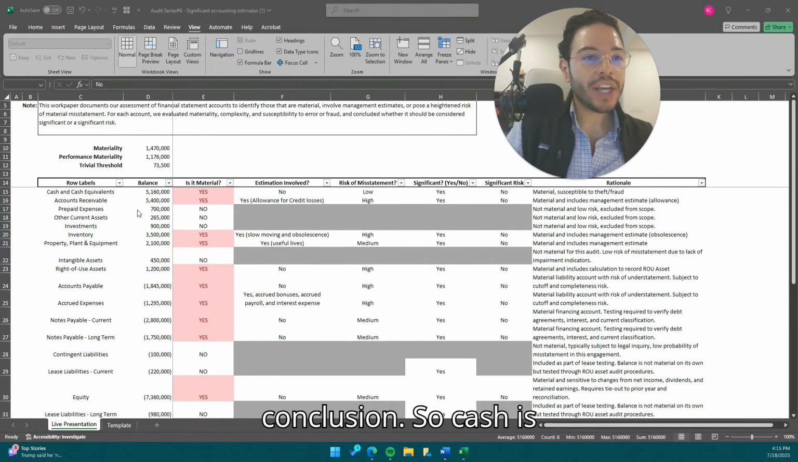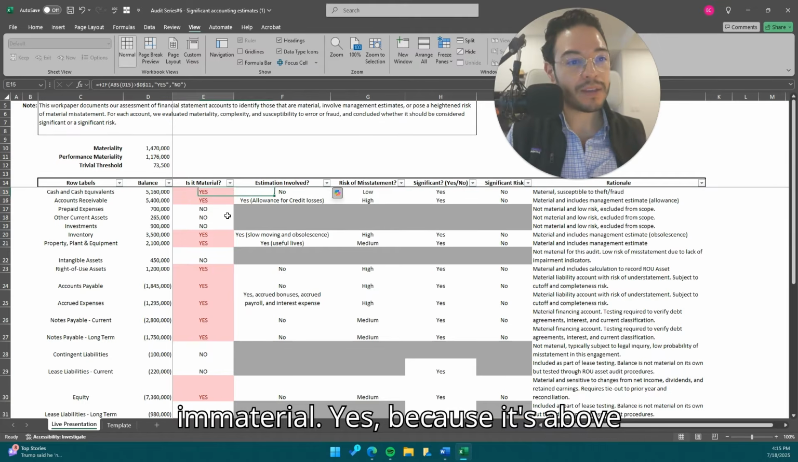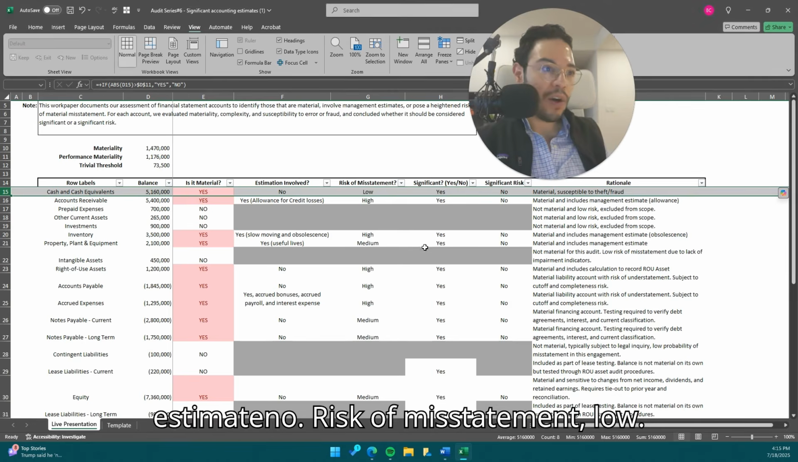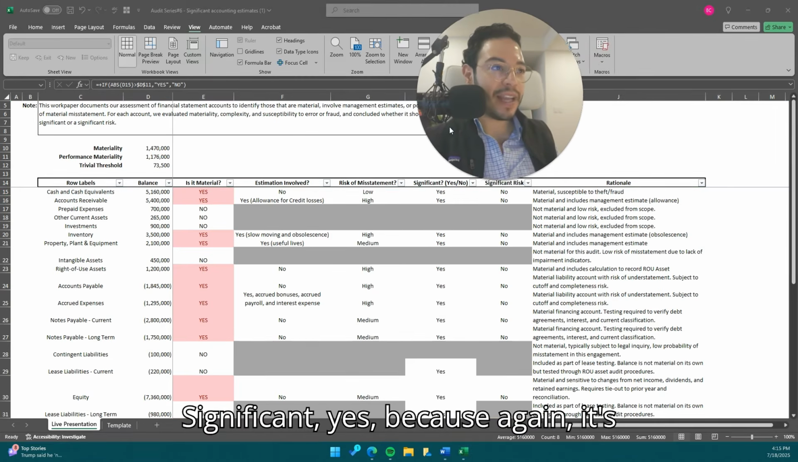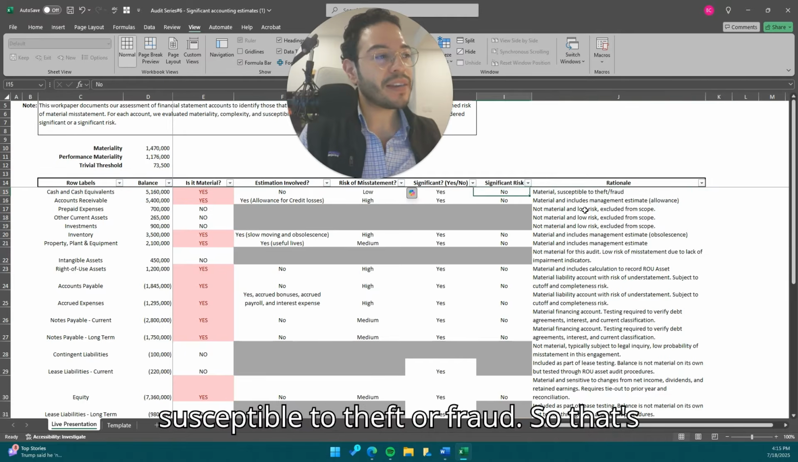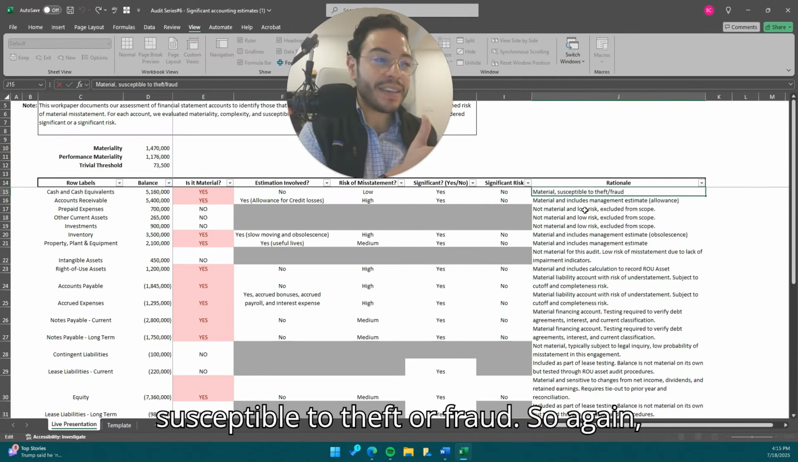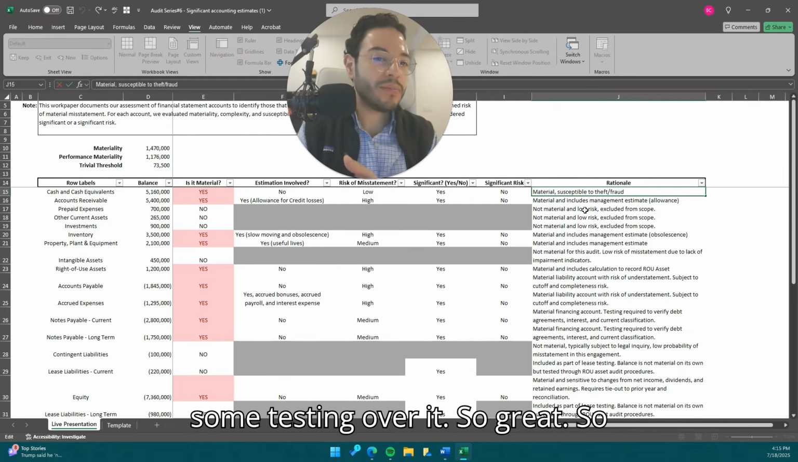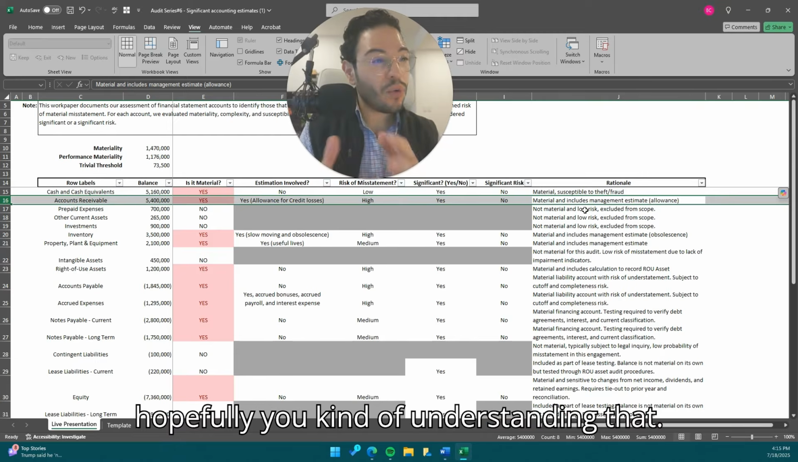So cash, is it material? Yes, because it's above performance materiality. Is there an estimate involved? No. Risk of misstatement? Low. Significant? Yes, because again, it's quantitatively material. Significant risk? No. And our rationale, it's susceptible to theft or fraud. So that's essentially, so it's material and it's susceptible to theft or fraud. So again, it's significant, and we're going to be doing some testing over it. So great. So hopefully you're understanding that.